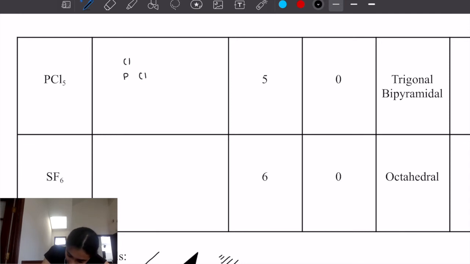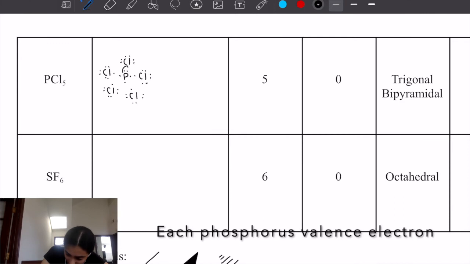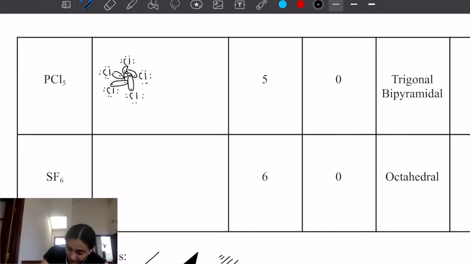Remember, phosphorus can have an expanded octet, 4, 5. Each chlorine has 7. And each phosphorus is going to bond 1 time with the chlorines. And I'm going to redraw it just to make it a little neater. And the phosphorus does not have any lone pairs, but each chlorine has 3 lone pairs.